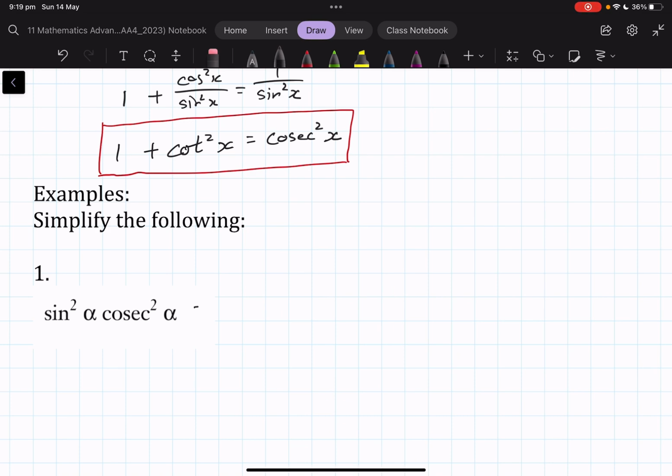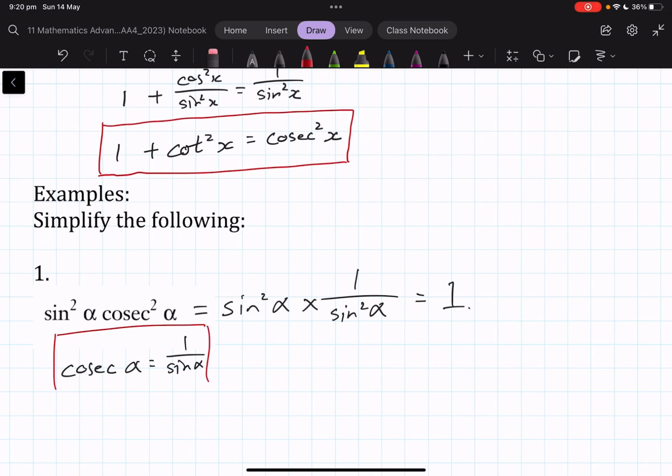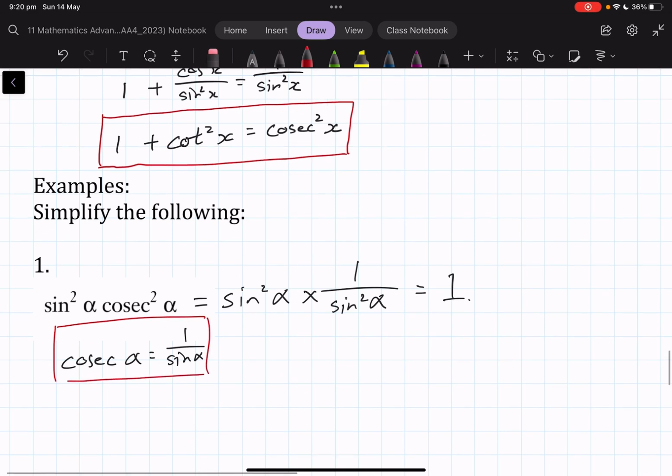It's just a bit of a trick. I mean, we could do that, but basically it becomes sine squared alpha times, well, cosec is 1 on sine. So this becomes 1 over sine squared alpha. Well, it's multiplied by its reciprocal, so the answer just becomes 1. All right? I'll just put here cosec alpha is equal to 1 on sine alpha, which means that if you square it, then the square is equal to 1 over the square of the other. So that's a simple one that we have.